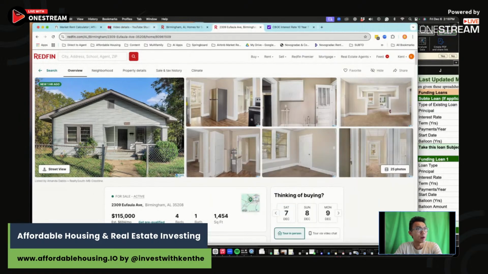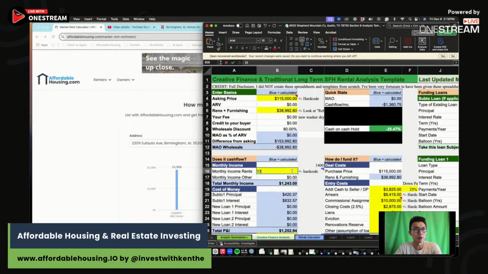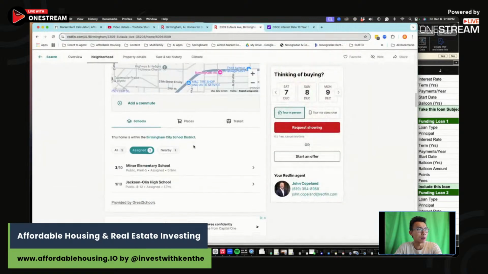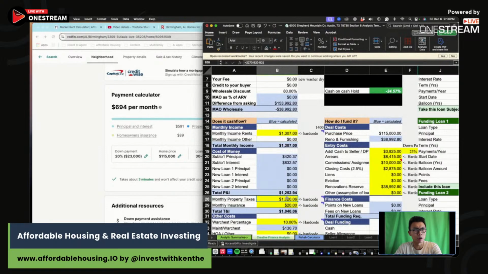Now, for my rents, if I go to affordablehousing.com, I can go to the owner section, go to market rent estimator, plug in the address, plug in the bedroom count. I now see that within a 1.5-mile radius for 25 units, the average rent is $1,307. Now I get my other details in here. So if I want to look at my payment calculator right here, I know this is wrong. There's no way I'm paying $14 of property taxes on this property. Always double check your county assessor records to know what your property tax is. So I'm going to assume it's at least $1,000 for the whole year. 1,000 divided by 12, that's $83.